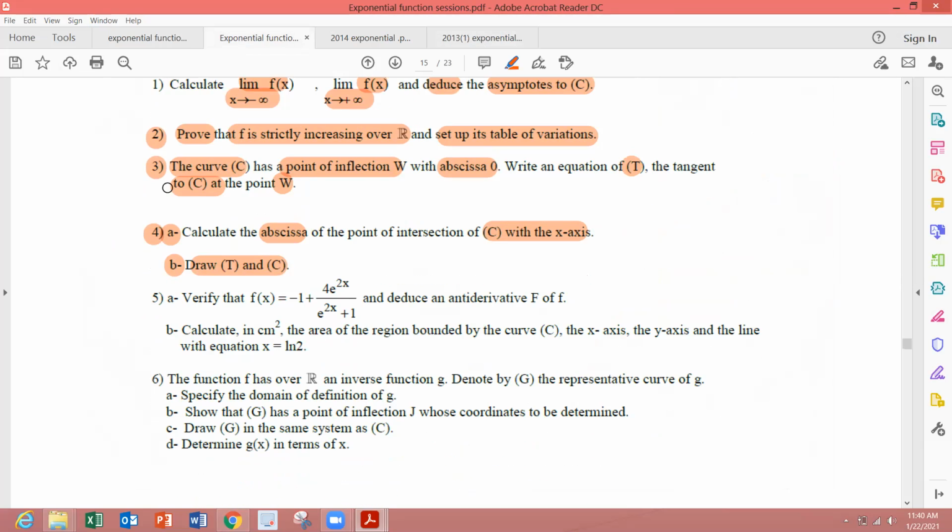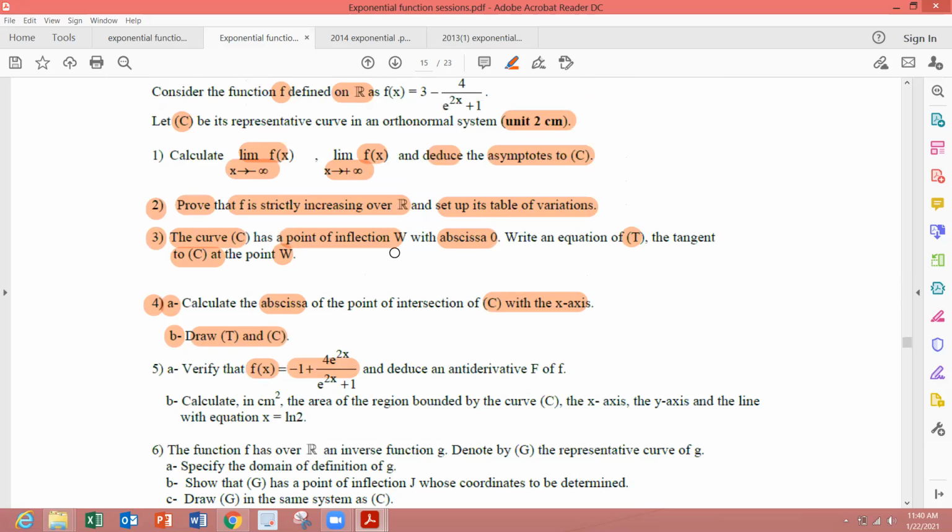Okay, we are done. We only have part 5 left. Part A. Verify that f of x equals minus 1 plus 4 e power 2x over e power 2x plus 1. How do we verify that this f of x and that one are equal? How do we prove this and that are equal?